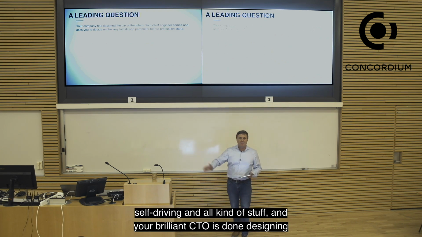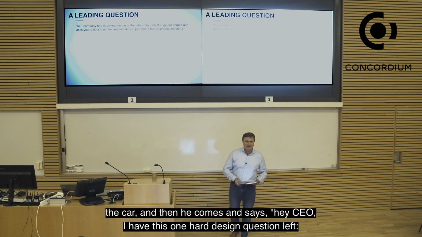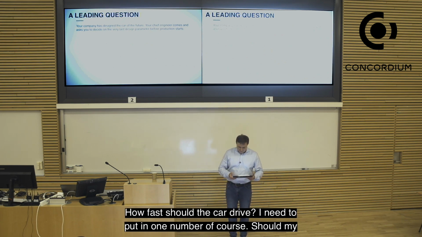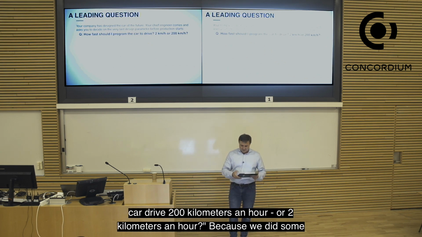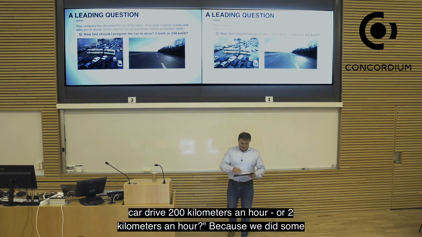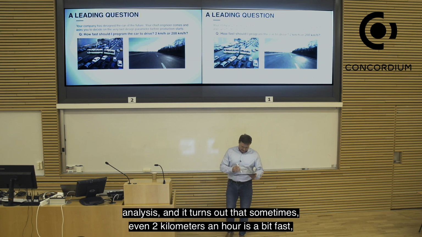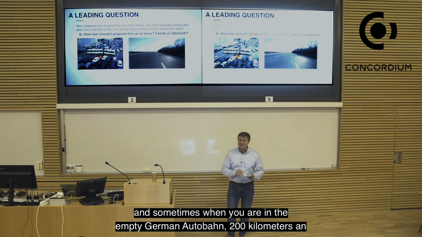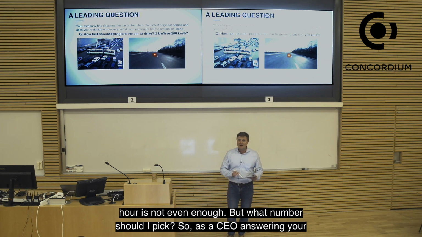And your brilliant CTO is done designing the car, and then he comes and says, hey, CEO, I have this one hard design question left. How fast should the car drive? I need to put in one number, of course. Should my car drive 200 kilometers an hour or 2 kilometers an hour? Because we did some analysis, and it turns out that sometimes even 2 kilometers an hour is a bit fast. And sometimes when you are on an empty German Autobahn, 200 kilometers an hour is not even enough. But what number should I pick, right?